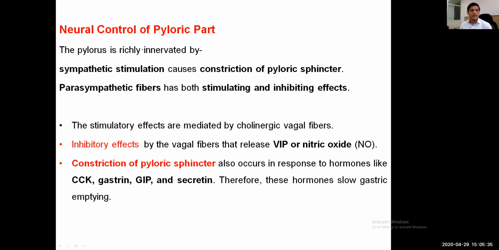The supply of the pyloric part is mainly by the sympathetic part, which causes constriction of the pyloric sphincter, and the parasympathetic part, which has both stimulatory and inhibitory effects. Stimulatory effects are by the cholinergic vagal fibers, and inhibitory effects by the secretion of vasoactive intestinal peptide and nitric oxide. There are also some hormones which cause constriction of the pyloric sphincter and slow down gastric emptying. These are cholecystokinin, gastrin, GIP, and secretin.